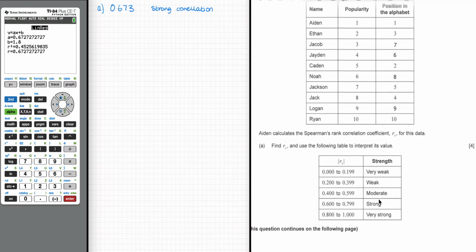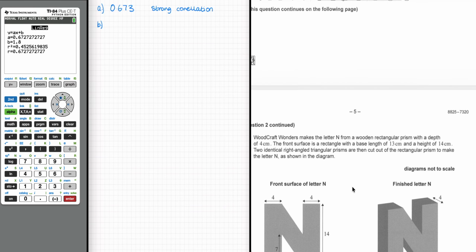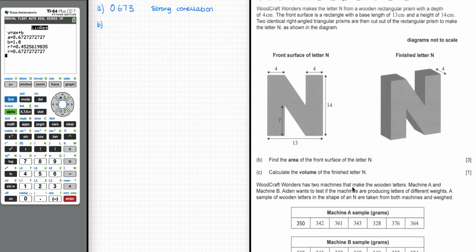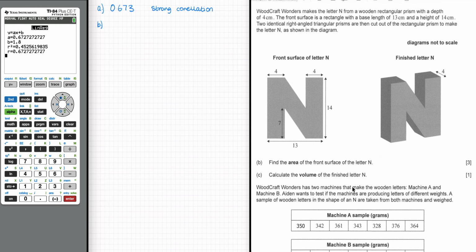Then part B, which is on the next page. So the company, Woodcraft Wonders, makes the letter N, and it's a rectangular prism, or cuboid even, with a depth of 4. And then they've cut out these 2 triangles to make this N shape. Okay, so in total it kind of looks like this. We're told that both of these are identical, and we need to find the area of the front surface of the N. So essentially we're asked to find the area of this shaded section.